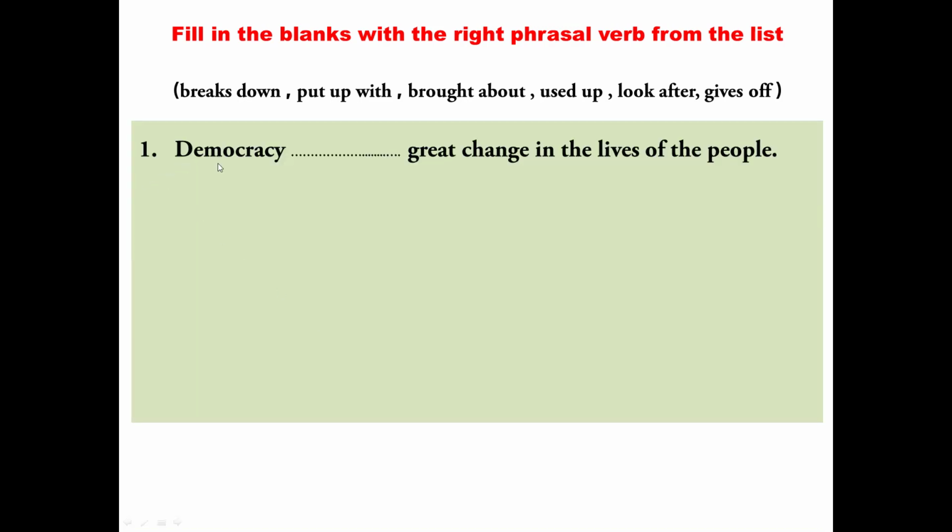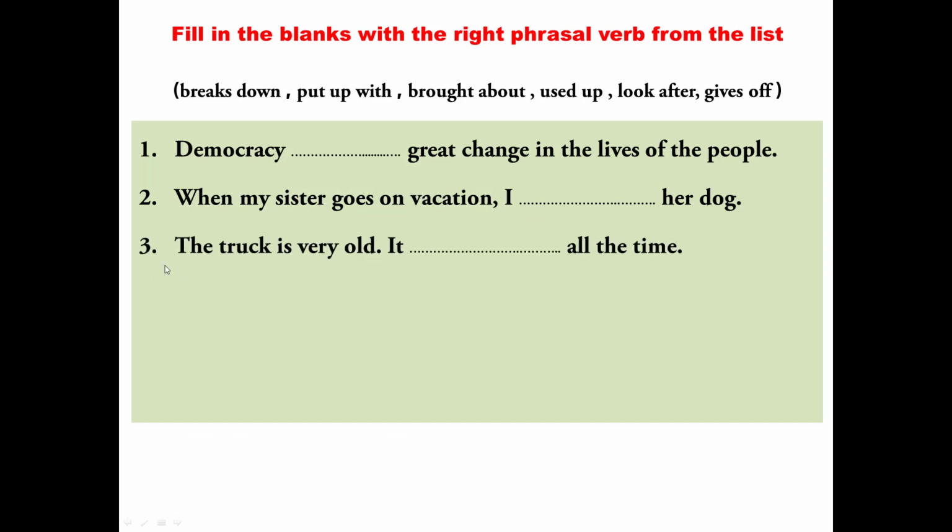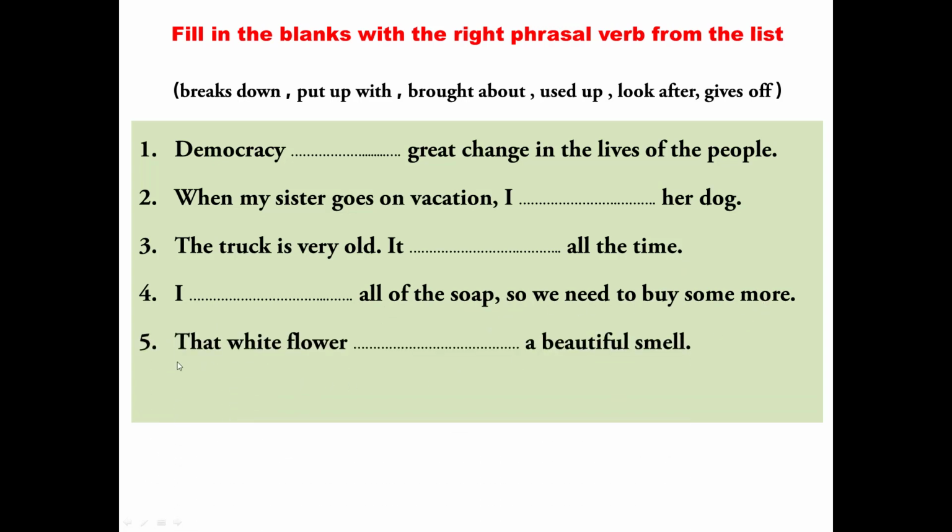Number 1. Democracy, great change in the lives of the people. 2. When my sister goes on vacation, I, her dog. 3. The truck is very old. It, all the time. 4. I, all of the soap, so we need to buy some more. 5. That white flower, a beautiful smell. Last one. Sarah will not smoking in her house.